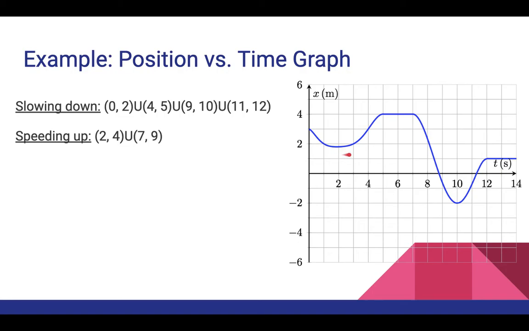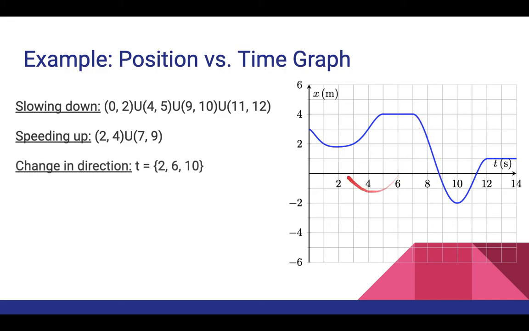Speeding up occurs from 2 to 4 and 7 to 9, okay? Because we can see from 2 to 4 that our slope, aka velocity, is positive, and our acceleration is also positive as we're concave up, aka our slope is getting steeper and steeper. From 7 to 9, we see the same thing happening. We're speeding up in the negative direction because our slope is negative, our velocity is negative, but we are concave down in this region, so our acceleration is also negative.